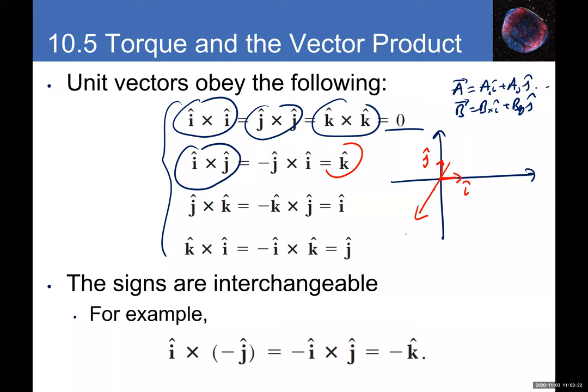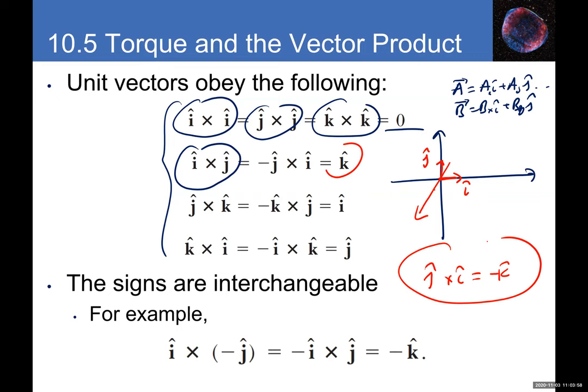But if you go the other way around, for example, if you start with j hat, what is j hat cross i hat? Your fingers are now pointing up in the positive y direction, and your palm is facing the positive x direction, because you have to curl toward the positive x direction. If your fingers are in the positive j direction, then you curl in the direction of positive i hat, your thumb is pointing in the negative k hat direction. So that's what you should have.